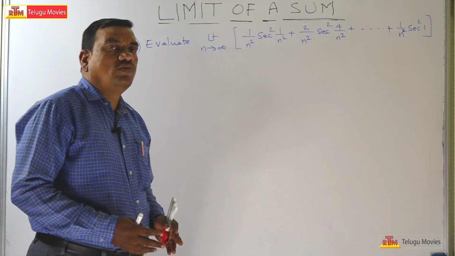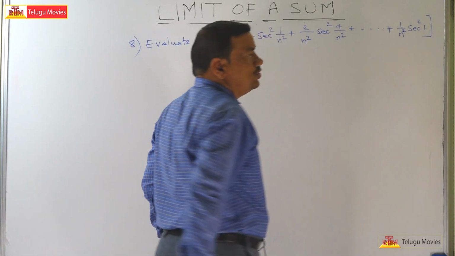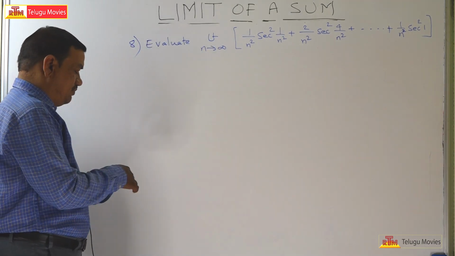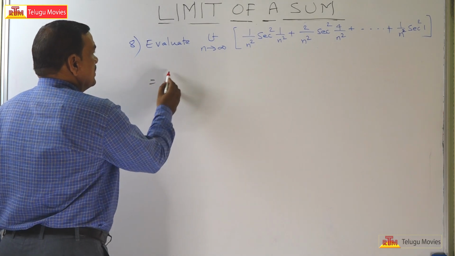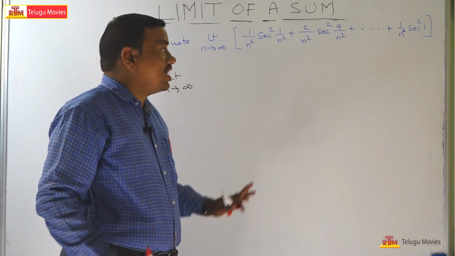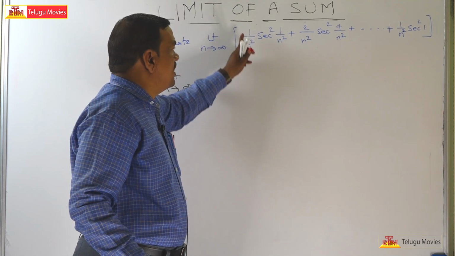Immediately you have to get an idea: whatever the expression may be, you have to write it in sigma notation. How to write it in sigma notation? First, limit n tends to infinity. What are the changing terms? What are the fixed terms? The fixed term is 1 by n square.